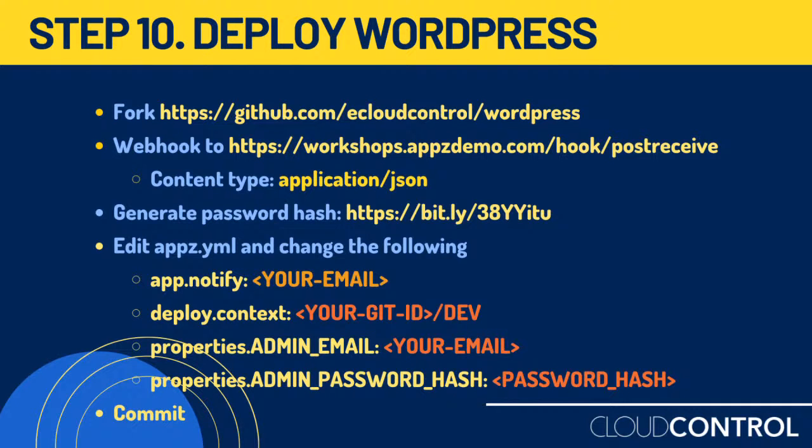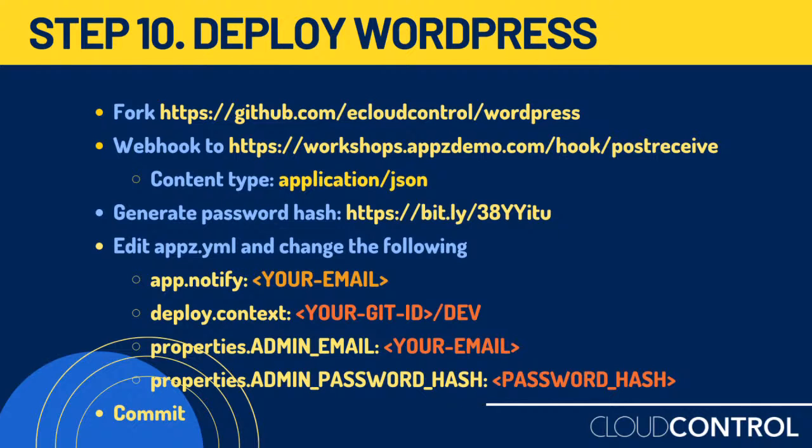Yeah, that's correct. So the forking part is the same, and all of you must be getting used to that. And if you go to eCloud Control, we have several other repos also. If you want to practice that, contact us and we will help you with that. Webhook and the content type is exactly the same. Then we have a link for generate password hash, and WordPress requires an admin access. Yeah, your site will come up, but if you want to log into the site to upload some content and make some changes, then you need to have admin access.